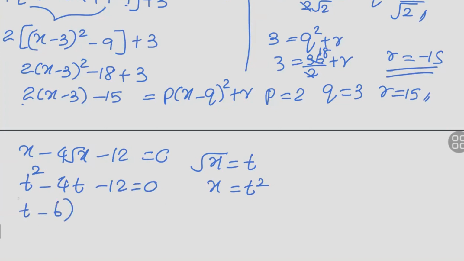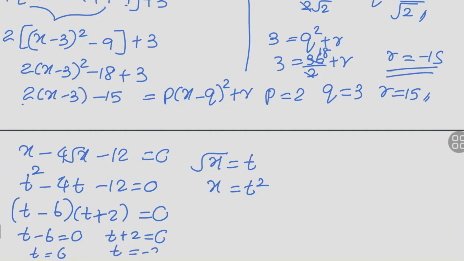6 and 2 equal to 0. This is minus 6 plus 2. T minus 6 equals 0, so T equals 6 is one answer. T plus 2 equals 0, so T equals minus 2 is the other answer.